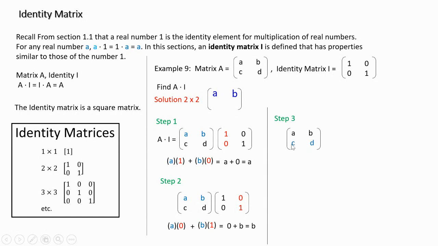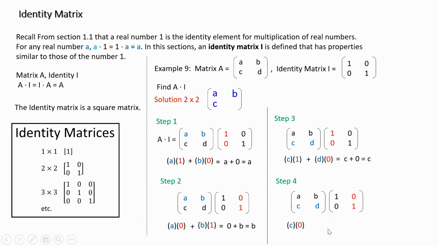AB, all right? So now I'm going to multiply the second row times the first column. C times 1 plus D times 0. The answer will be C plus 0. The answer is C. And lastly, step 4, I'm going to multiply the second row times the second column.